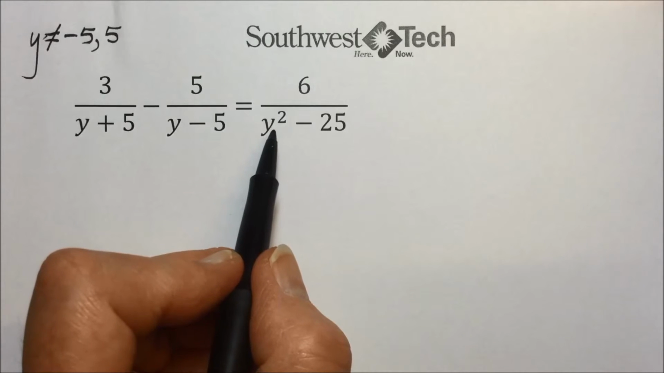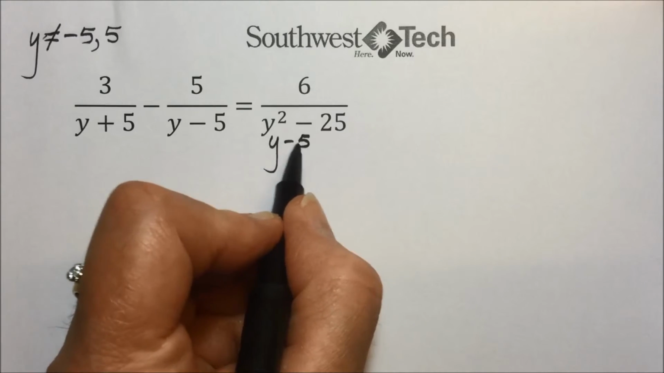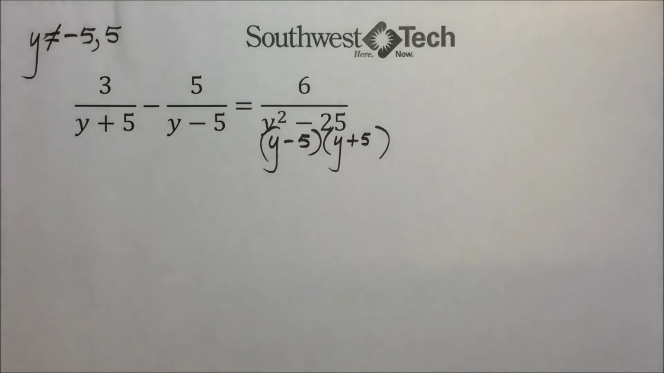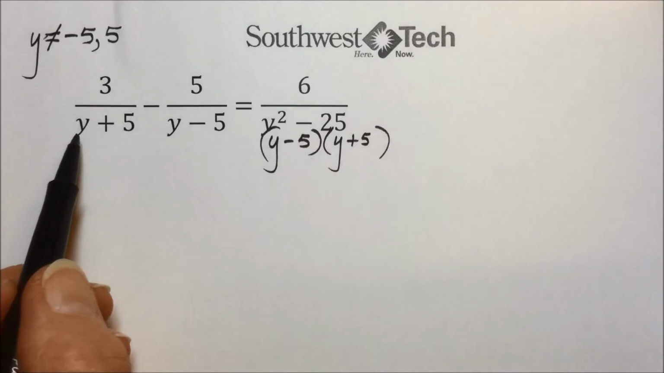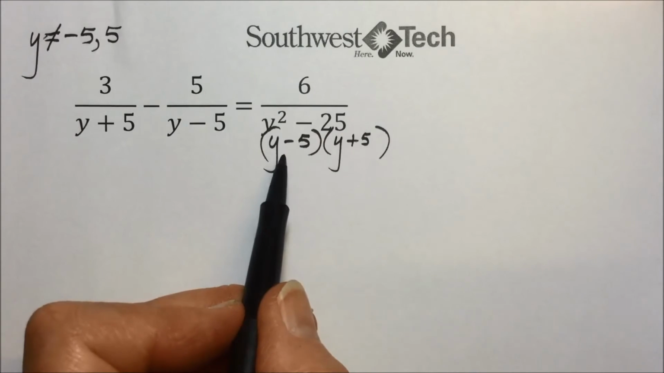This denominator is a difference of squares. It factors into y minus 5 times y plus 5, which we've already identified what values would cause this to equal a 0 and give us an undefined expression. So we've got our values that the variable cannot be. Next, to eliminate this rational equation, we'll multiply by the least common multiple of the denominators, which will have to have a y plus 5 and a y minus 5, which is here combined.